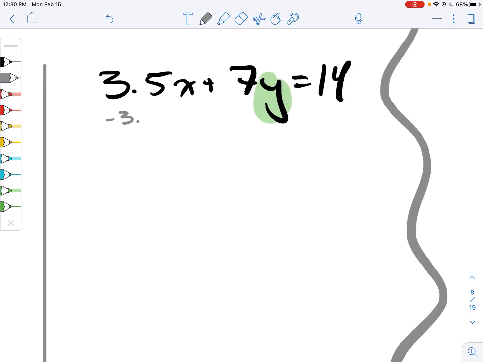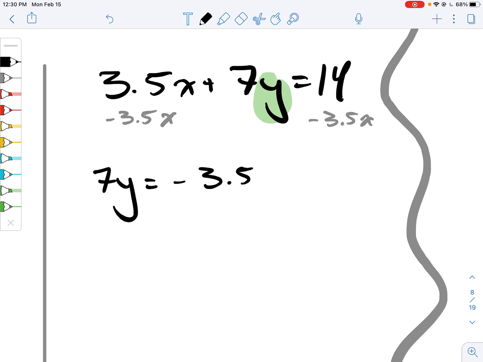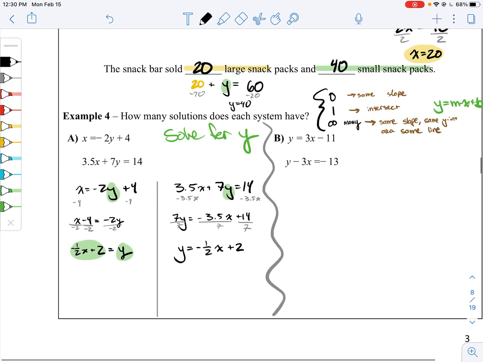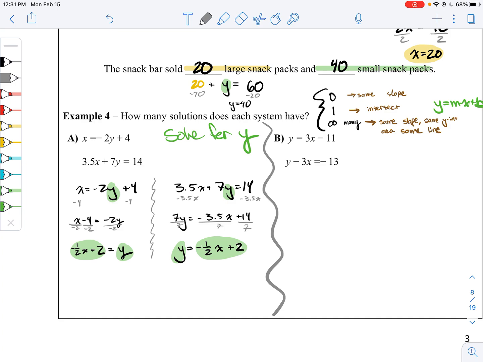I'm going to subtract 3.5x on both sides, giving me 7y equals negative 3.5x plus 14. And then I'll divide everything by 7 to get y equals, oh hey, negative 1/2 x plus 2. Check it out, they're the same line. Negative 1/2 x plus 2, negative 1/2 x plus 2. Awesome. Since they are the same line, this means that there are infinitely many solutions.